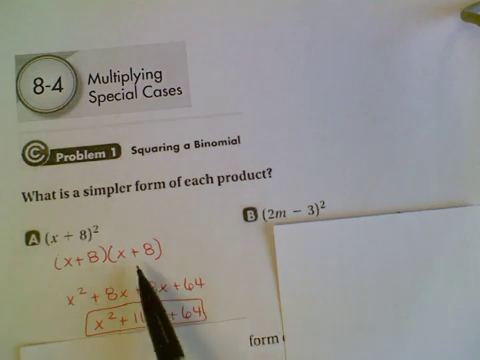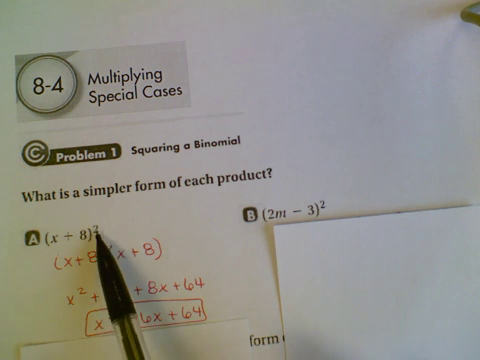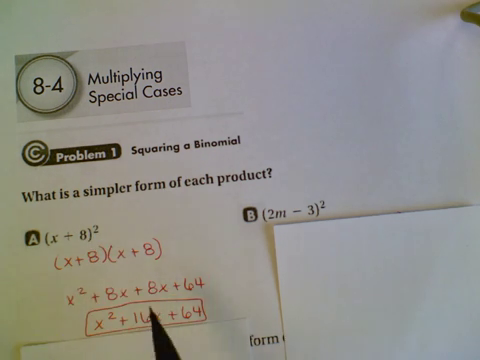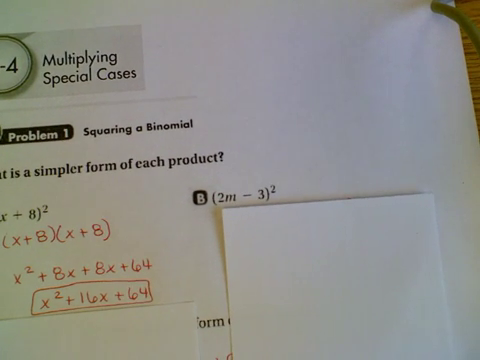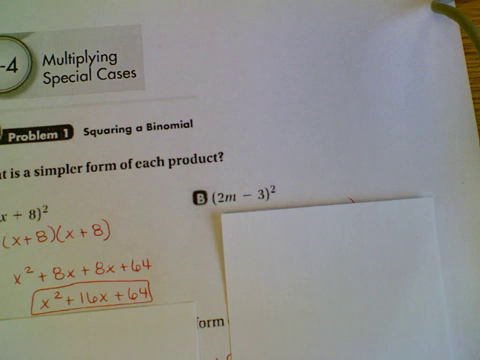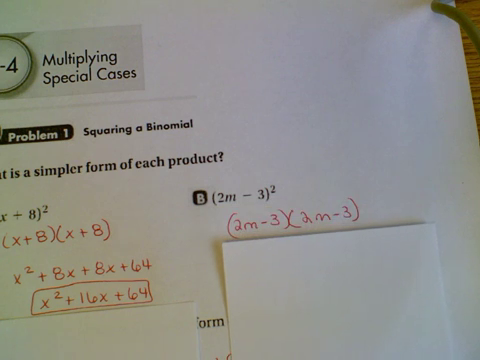Notice that there's no real difference. The only thing is you have to remember that that squared means you're going to expand it out to two of them. Same thing for letter B. I have 2m minus 3 quantity squared. I'm going to write it out so that I have two of them, and then I'm going to use whatever process I feel comfortable with to times them.